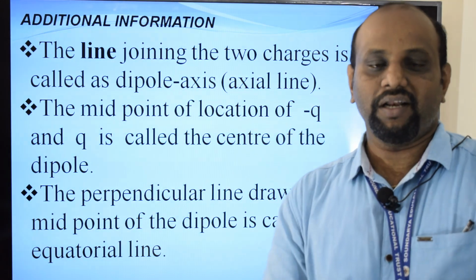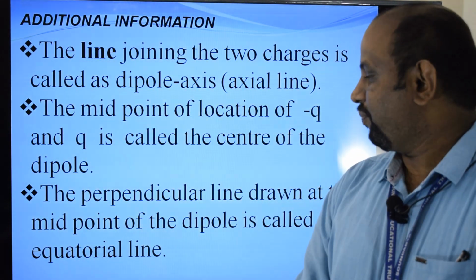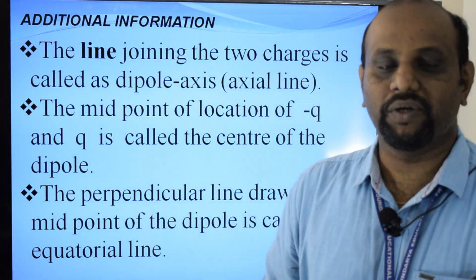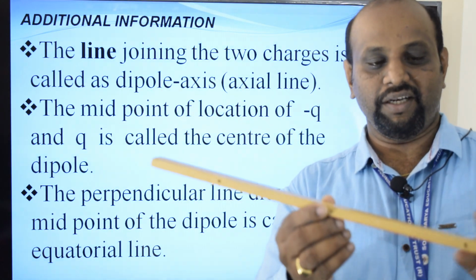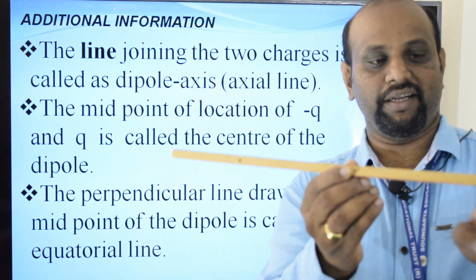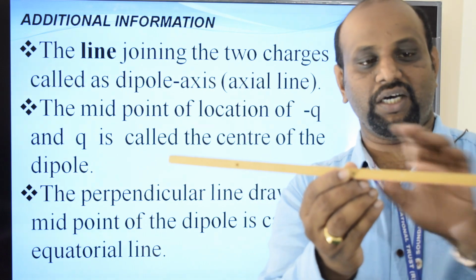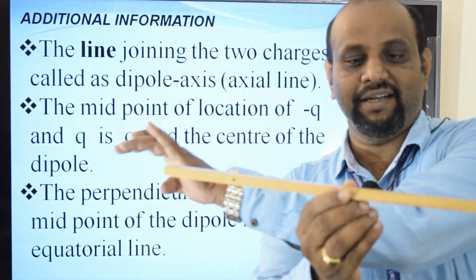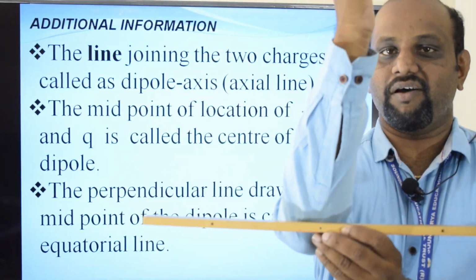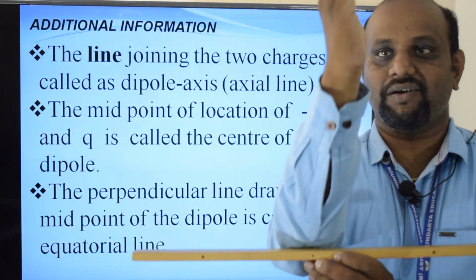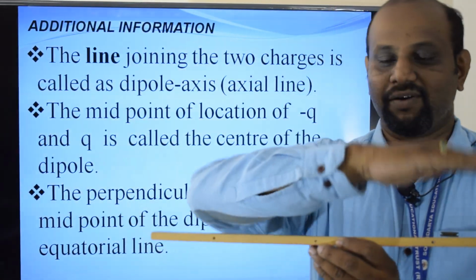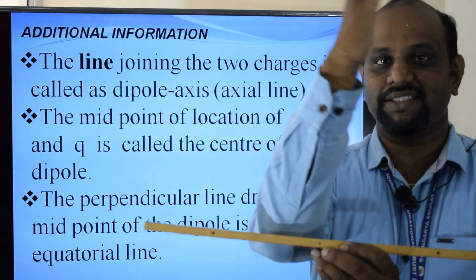The perpendicular line drawn at the midpoint of the dipole is called the equatorial line. You already know that one. The line drawn from the negative charge to the positive charge is called the axial line, and the perpendicular line drawn at the midpoint of the dipole is called the equatorial line. This is the axial line and this is the equatorial line.